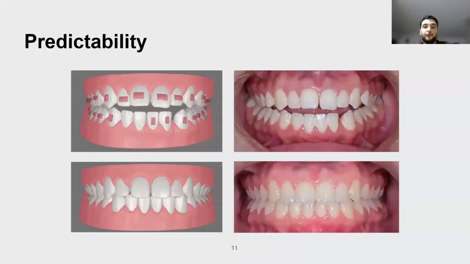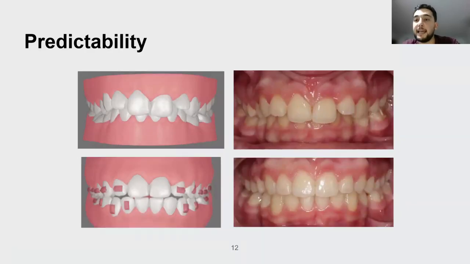So for example, if we look at a more predictable type of case, this is an open bite case. And in the simulation, we finished the same way as you see in the picture below. We finished with this final result on the simulation. And because it is a predictable type of movement, and because it is one of the more favorable types of malocclusions to be treated with clear aligners, you're going to get results very similar to the simulation.